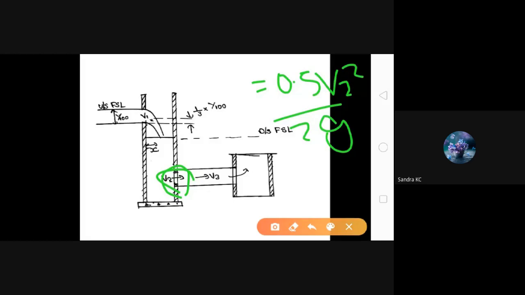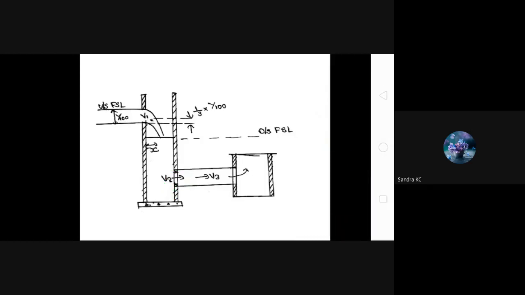Okay, head loss due to sudden enlargement. In this case, we know that the inlet opening is only 0.5 meter and the diameter of the pipe is 1 meter. So when the water moves from the 0.5 meter diameter opening to 1 meter diameter opening, there will be an expansion or enlargement for the water. So there will be head loss due to sudden enlargement.